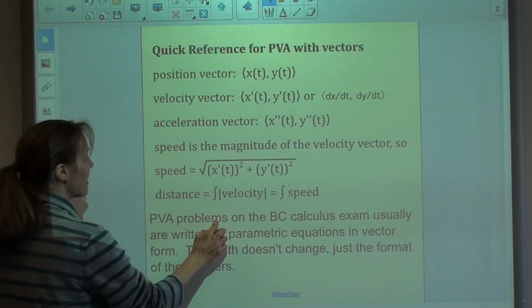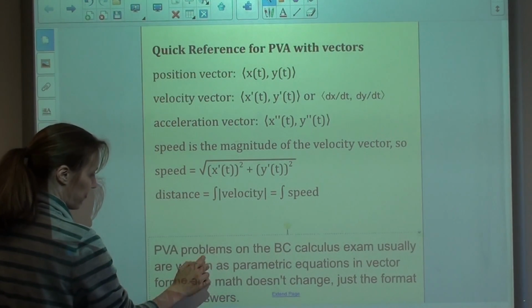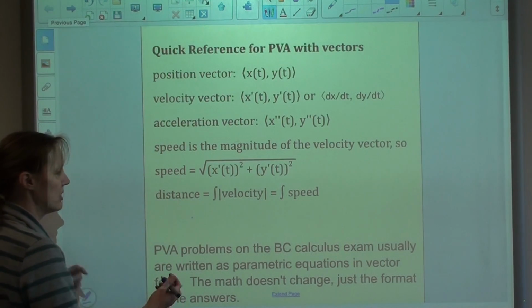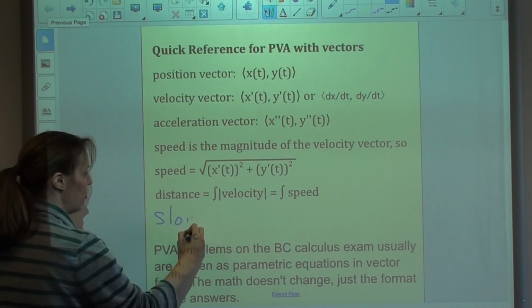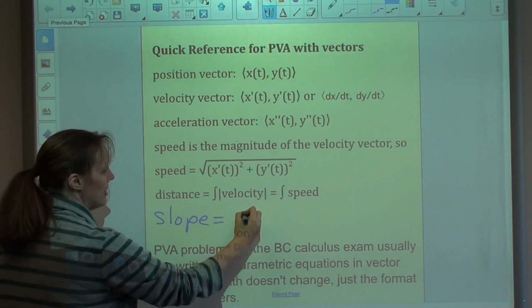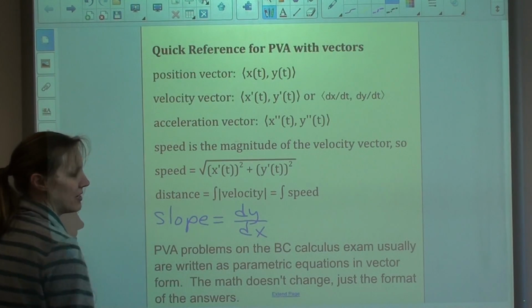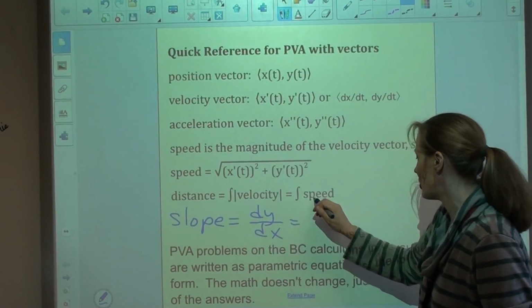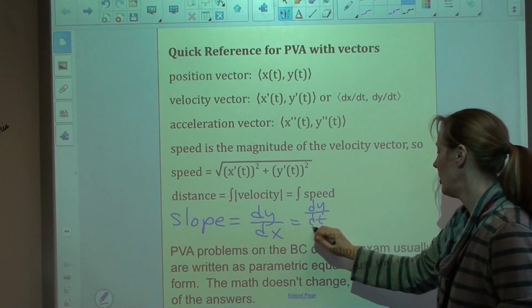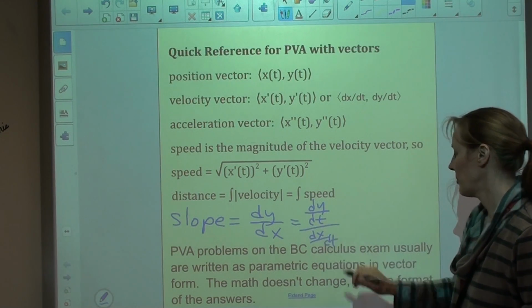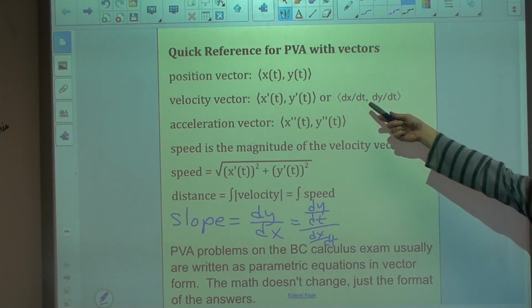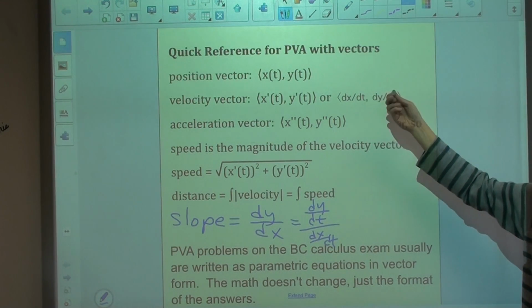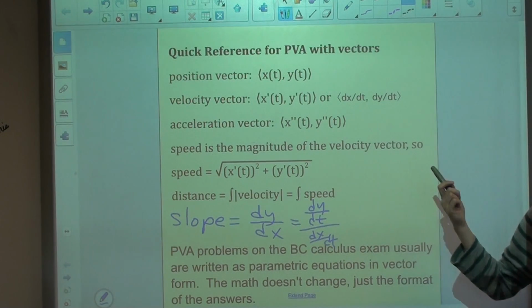One other little thing that they like to throw into these problems, which is the only thing we actually did that relates to these when we were doing our parametrics, is if they ask you for slope, slope is dy dx, right? Not dy dt, not dx dt, it's dy dx. So if they ask you for slope, remember that's just dy dt over dx dt, right? So if you have a velocity vector and they say, hey, what was the slope of that function at t equals 2, you could just take whatever's here over whatever's here, right, and plug in a 2.